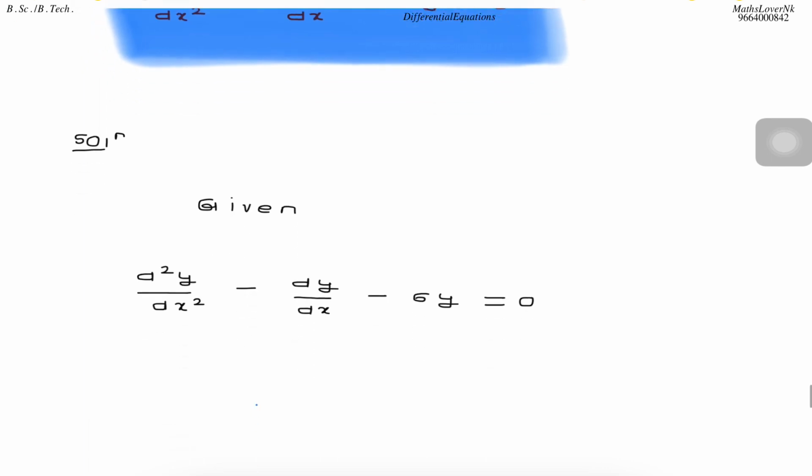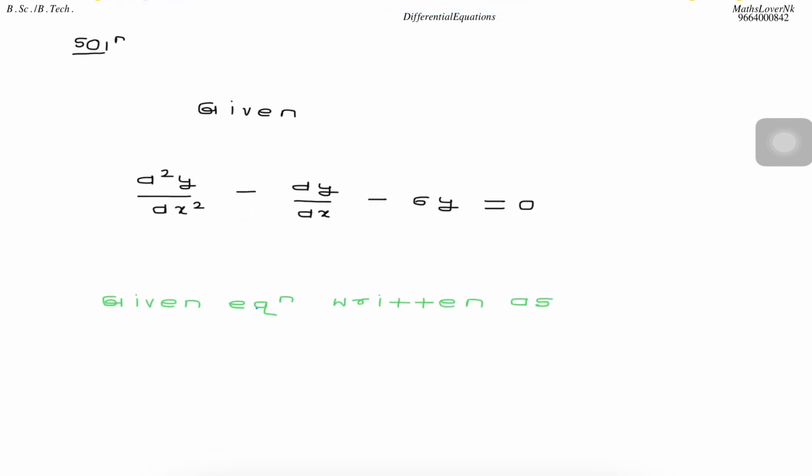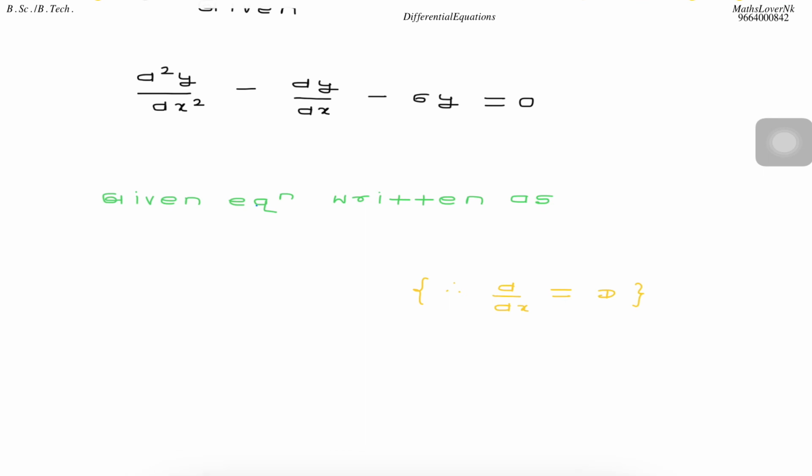The given equation can be written, with d by dx equal to capital D, as d square y, taking y as common, minus capital D minus 6 into y is equal to 0.